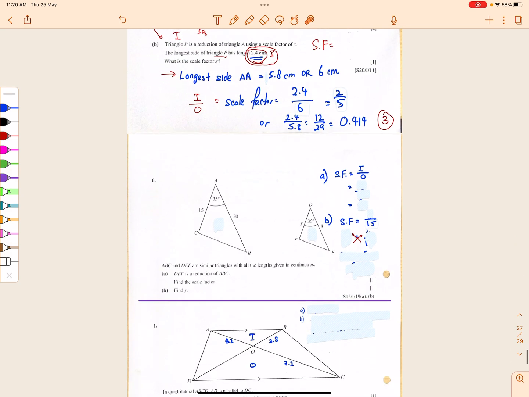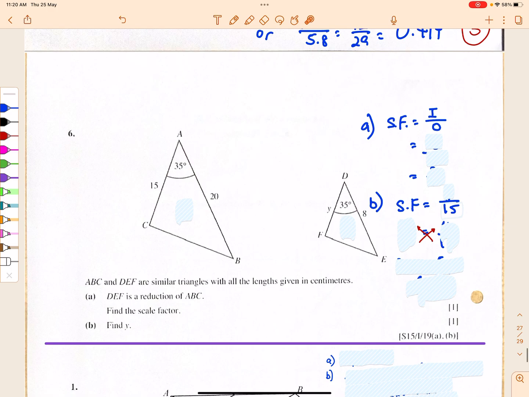Okay, let's go to question 6. Now question 6, it says that they are similar triangles, and the key phrase is actually that this triangle here is a reduction of this triangle. So I noticed that many of you did not highlight, so it's good to start the habit of highlighting. So identify that triangle DEF is a reduction of ABC.